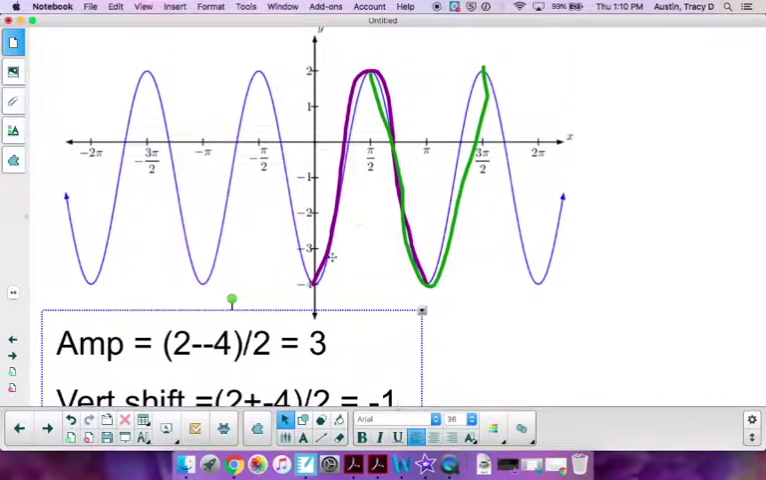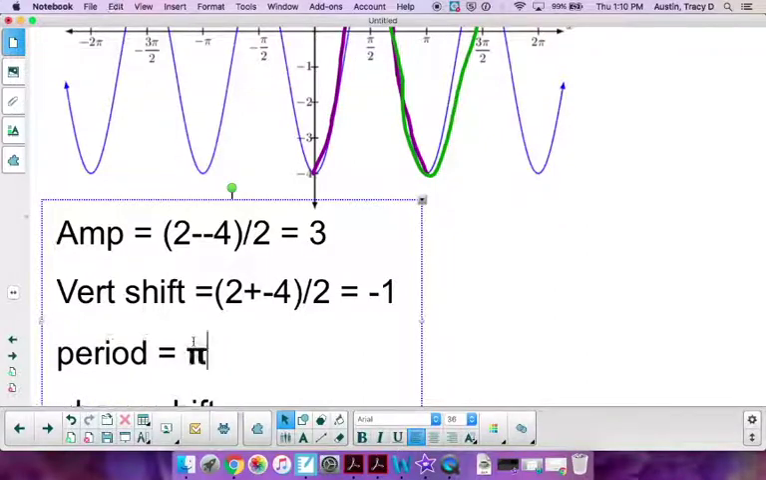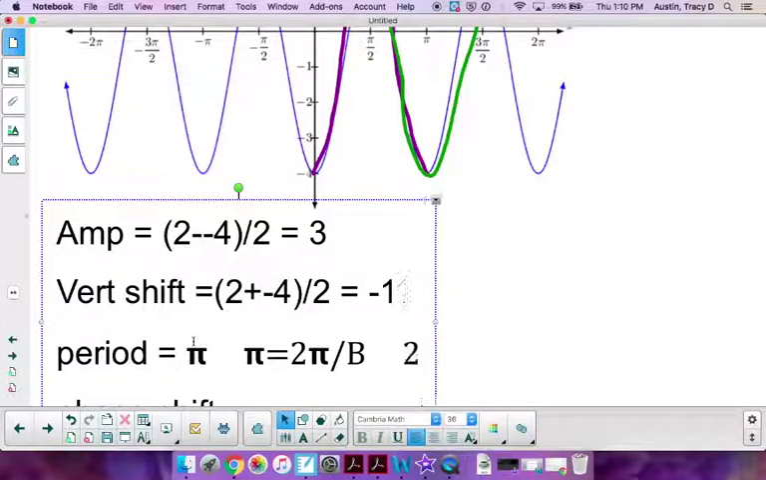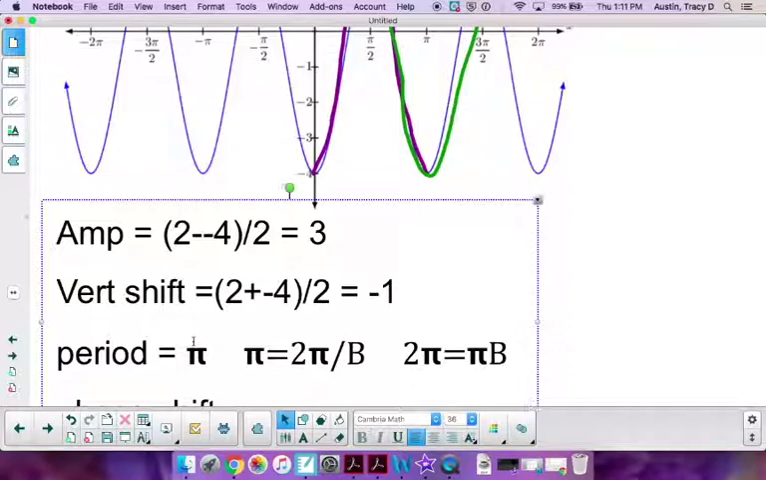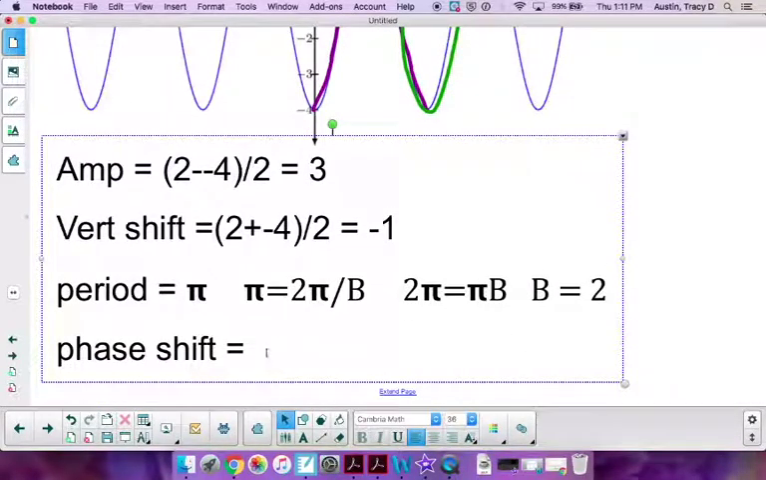Okay, the period. Starting at this one, if I'm going from 0 to pi, my period is pi. So we're going to do pi equals 2 pi divided by b. And it's the same thing that we've been seeing all along. Do your dividing: 2 pi equals pi b, which means b equals 2. And for the first one, we're going to say that the phase shift is nothing.